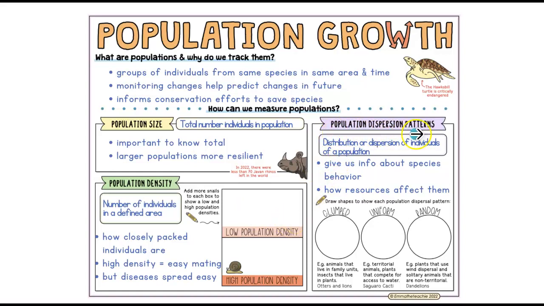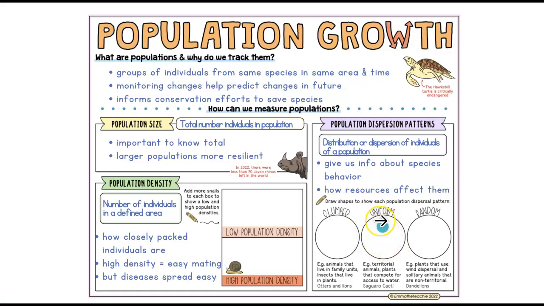Population dispersion patterns, then, is a distribution or dispersion of individuals of a population. What they do is give us information about species behavior and how the resources are actually affecting them. So if you can draw shapes to show each population dispersal pattern, we have three. We have clumped, where they're in clumps, like animals that live in family units, insects that live in plants, like otters and lions. We have a uniform dispersal pattern, which is territorial animals, plants that compete for access to water, like the saguaro cacti.